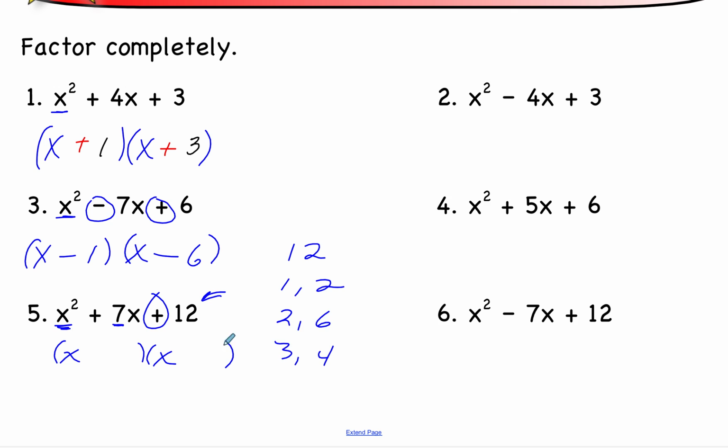Now, which of those pairs add to 7? Well, there's only one pair, and that's 3 and 4. So put 3 in one spot, 4 in another, and it doesn't matter which is where. This tells us the signs of the factors are the same, and they are both plus. So there you have it. You can always check your work by doing FOIL.